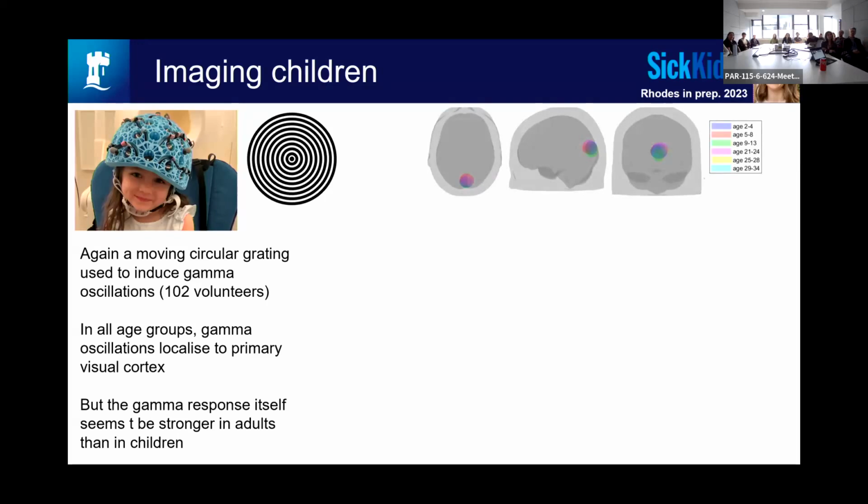The first thing is, if we look at all the different age ranges that we studied, so 2 to 4, 5 to 8, 9 to 13, et cetera, all the way to the adults, and we look at where these gamma bands are occurring in the brain, there's no difference. They always come from the visual cortex.